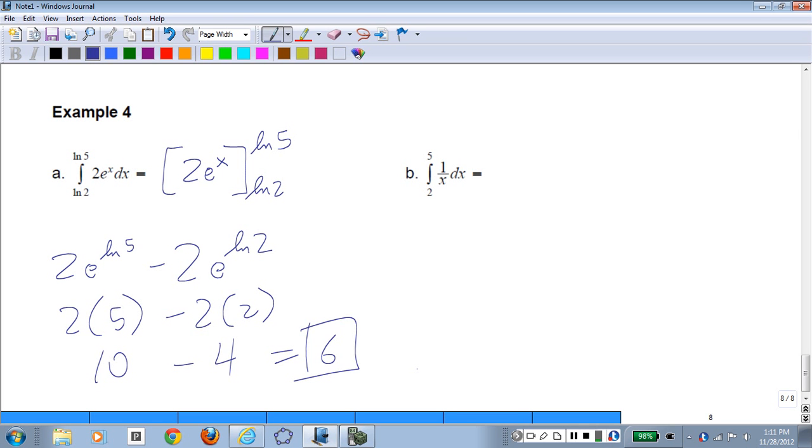e to the x and 2e to the x are continuous everywhere, so there wouldn't be any issues regardless of the limits of integration there. There could potentially be issues with the b part.